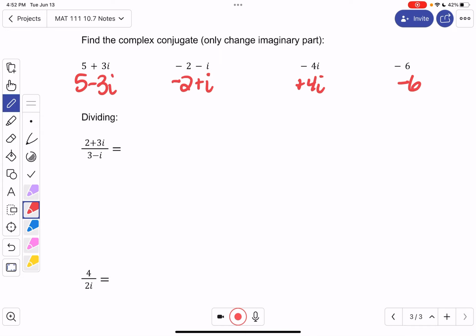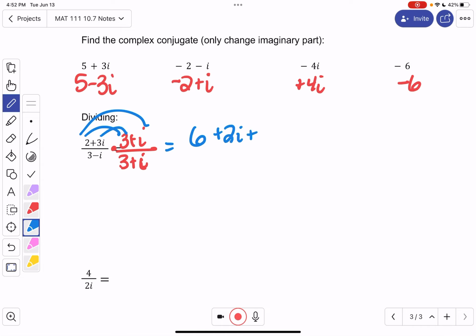So just like we were doing earlier with the square roots and rationalizing the denominator, we have to get the imaginary part off. To do that, we use our conjugate. So this is 3 minus i. The conjugate is 3 plus i. So we put that on the top and the bottom, and then we FOIL. 2 times 3 is 6. 2i times i is 2i. 3i times 3 is 9i. 3i times i is 3i squared. Do the same thing on the bottom.